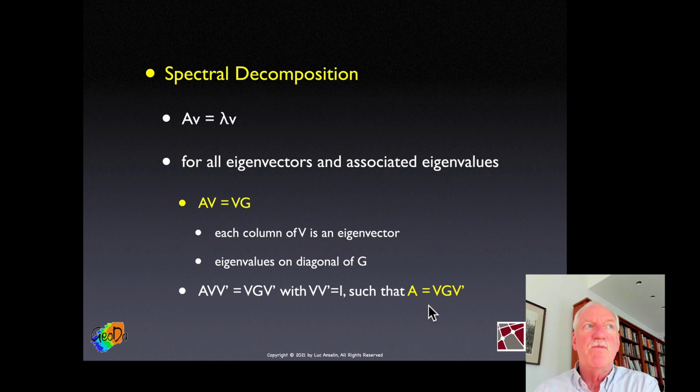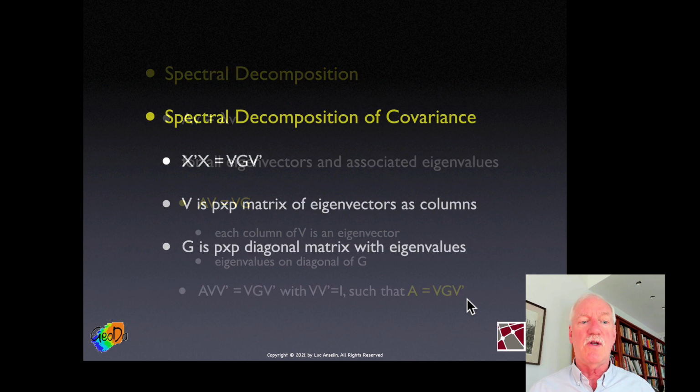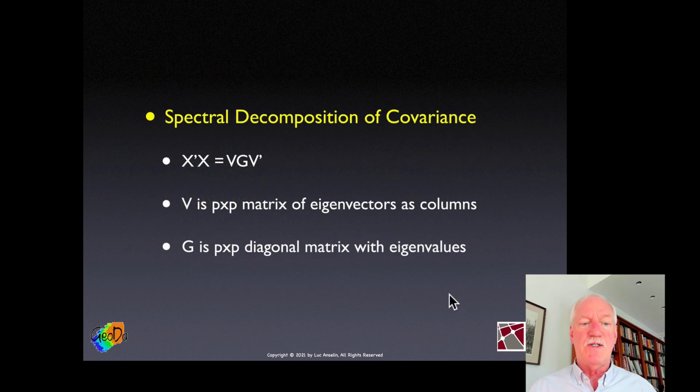Same for the power of a matrix. The power of a matrix can be represented as V, G to the power, and V prime. So this device, I call it a device because it's something that we use over and over, is called the spectral decomposition of a square matrix. Now, there is one square matrix that we're particularly interested in, and that is the covariance matrix. The covariance matrix is X prime X.